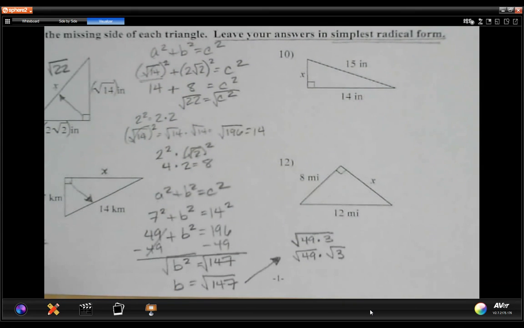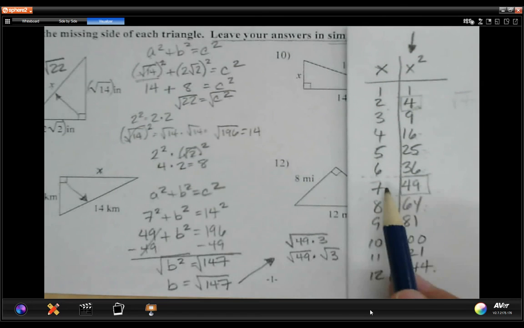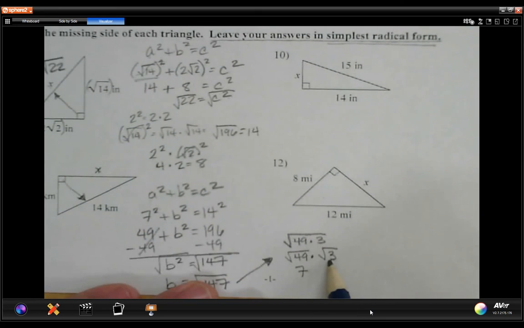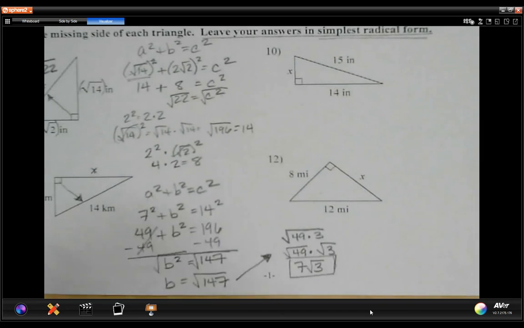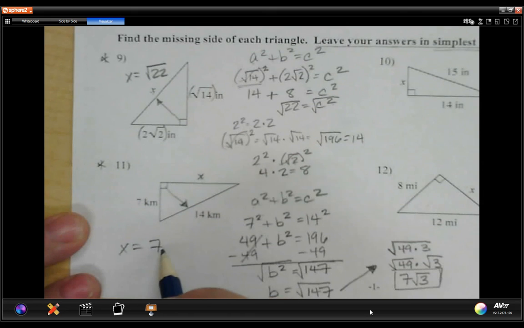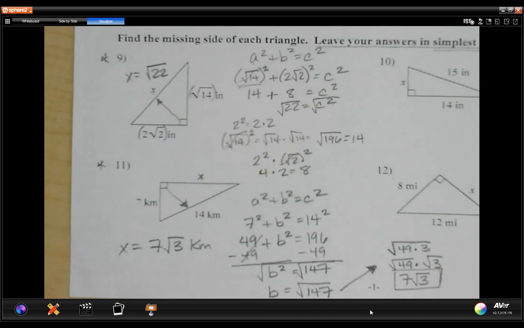Okay, and then last step, we would say, what is the square root of 49? Well, the square root of 49, according to our list here, is 7. All right? So the 7 just comes out from under the radical, but there is no perfect square that will go into the square root of 3. So it has to stay. So guess what, ladies and gentlemen? This is actually our final answer. So x really equals 7 radical 3. That would be your final answer. And you could go ahead and put your units, kilometers. But that is how those problems need to be done.